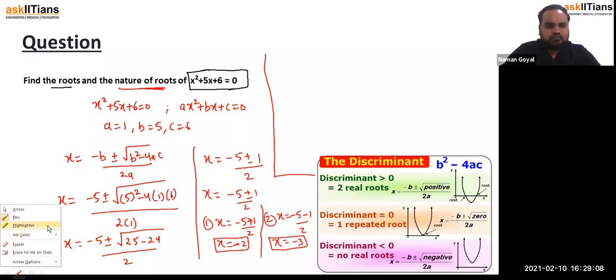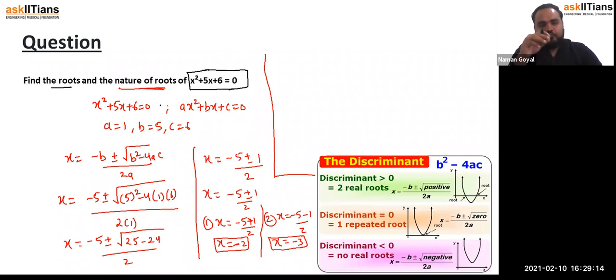There is no need to do this method. There is no need to find the value of roots. If you find the value of roots, then you can say that the roots are real and distinct. But with the help of the concept of D, which is b square minus 4ac. So if you are going to use the concept of D, this is D, which is b square minus 4ac.